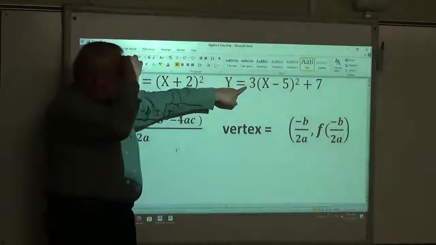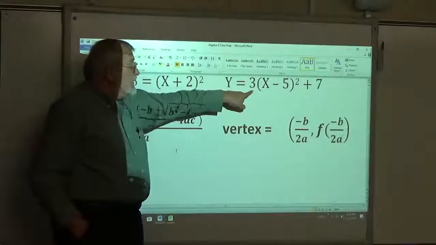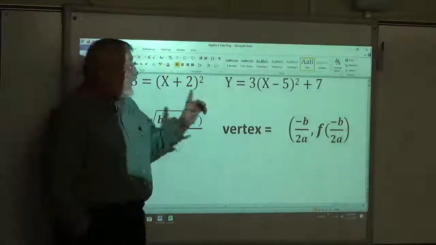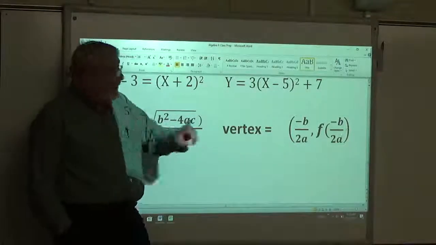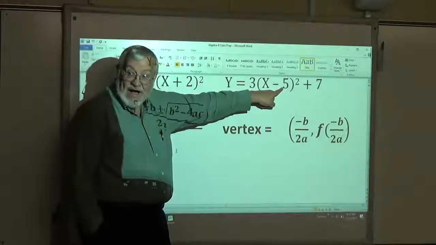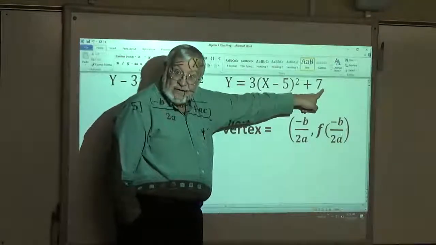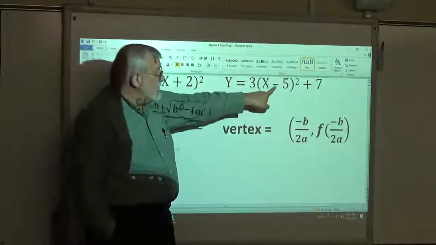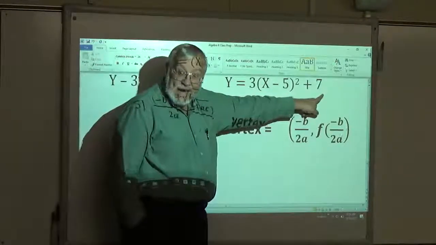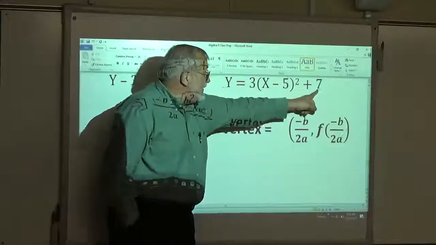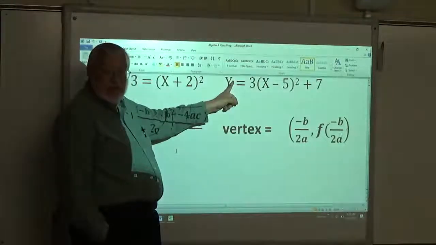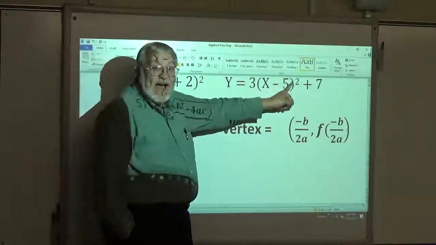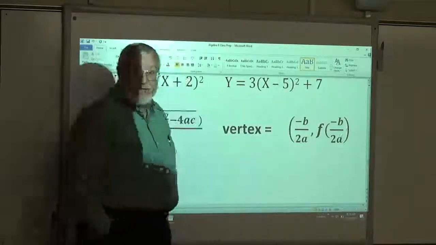Okay, now, what's the vertex of this second one? Negative 7, positive 8. Wait a minute, x first. Oh, so it would be positive 5, comma negative 7. Wait a minute. Now this one is not opposite opposite. This is opposite same. Right? Because this would be negative 7 over here, and so the opposite of it is positive 7. So this will be 5 comma 7 is the vertex.